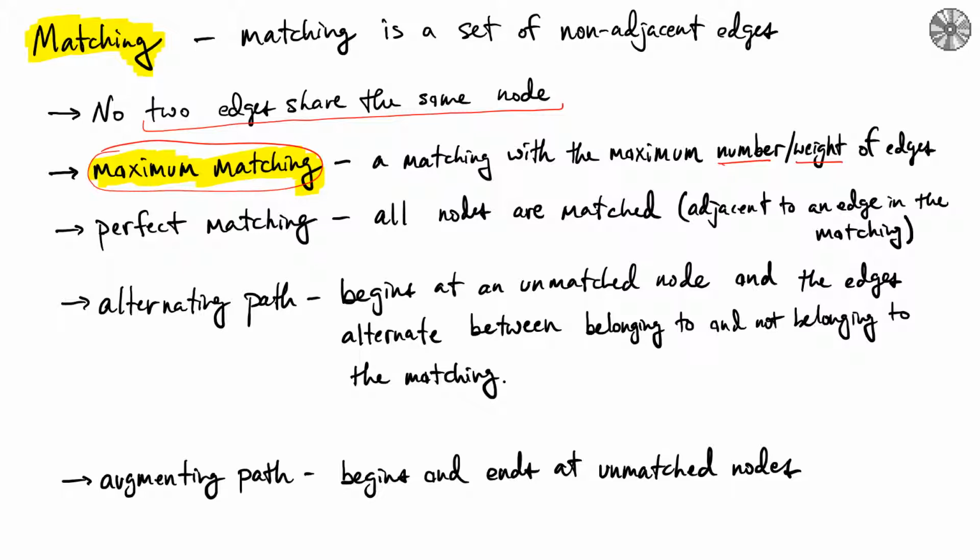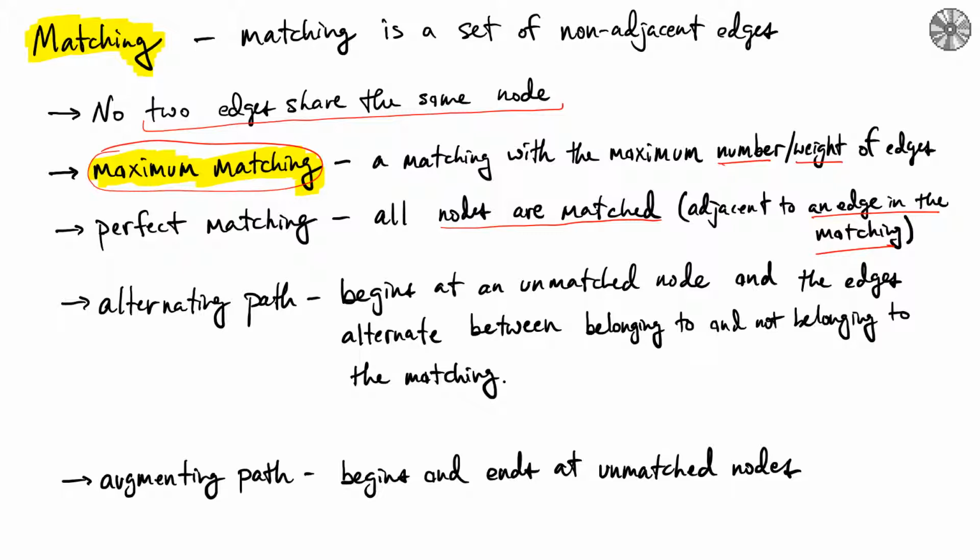And if you actually are able to collect all of these edges such that all of the nodes are adjacent to some edge in the matching, then this is called a perfect matching. So that's not guaranteed that you can do a perfect matching. Some graph structures just make it impossible. But if it is, then you have this perfect matching.